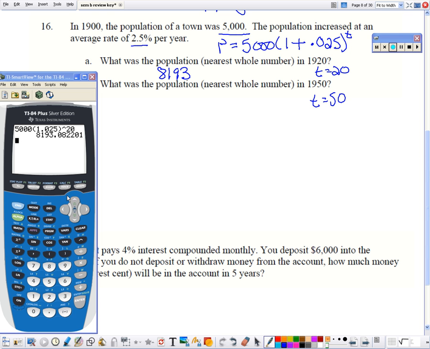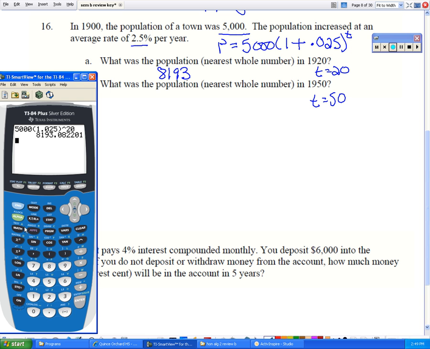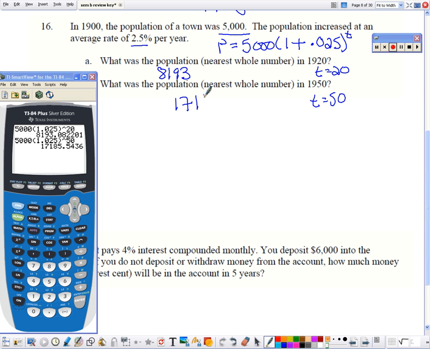Now for 50, instead of typing all this again, I'm going to do second enter and arrow over and change this to 50. And we get 17,185 people. I don't round up because that would happen in year 51, so we cut that off at the 5.